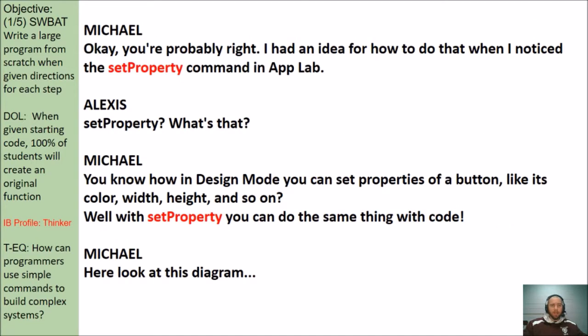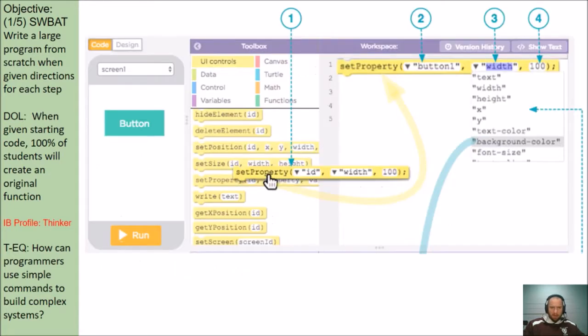So Michael says, okay, you're probably right. I had an idea for how to do that when I noticed the set property command. Alexis asks, what's that? You know how in design mode you can set up properties of a button, like its color, width, height, and so on? Well, with set property, you can do the same thing with the code. So Michael comes up with this diagram.